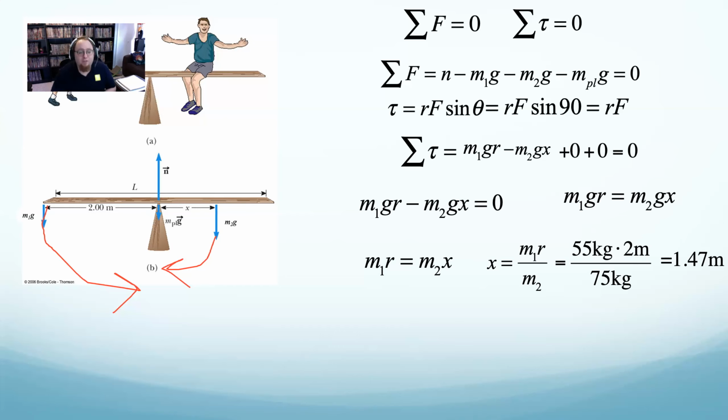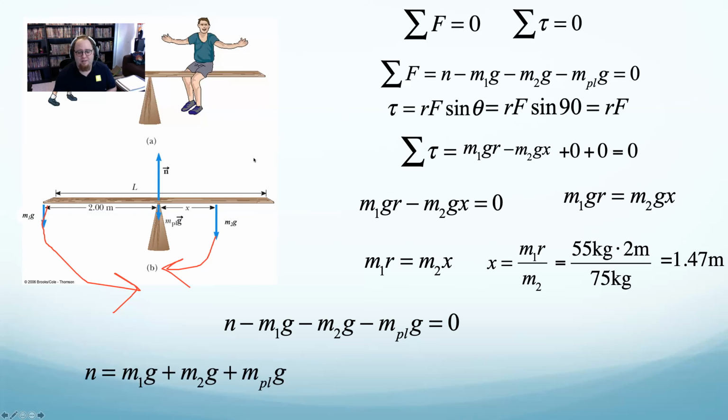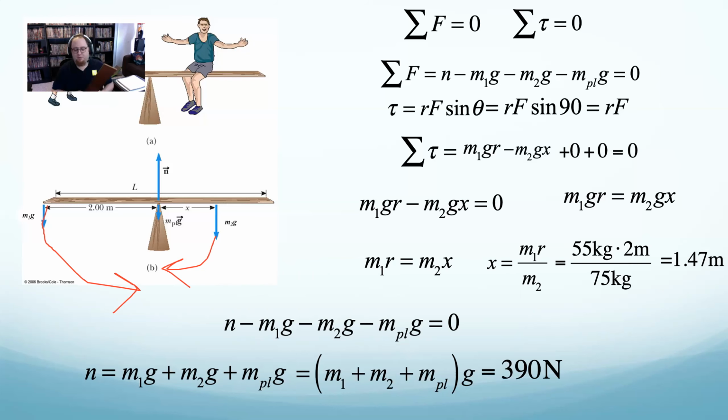Now, if I do want to solve for the normal force, my sum of torques equation isn't going to help me. I can't use the sum of torques equation to get the normal force. Normal force isn't in it. But I could go back to my sum of forces equation and rearrange and solve for the normal force. Questions? This was kind of a simple one. I'm going to do a slightly more complicated one in a second.